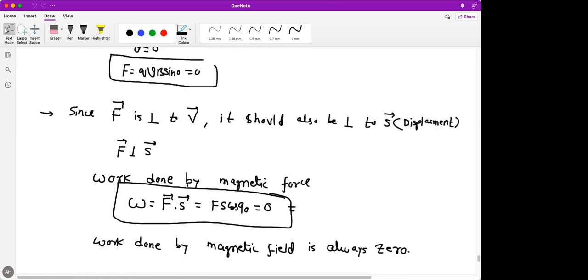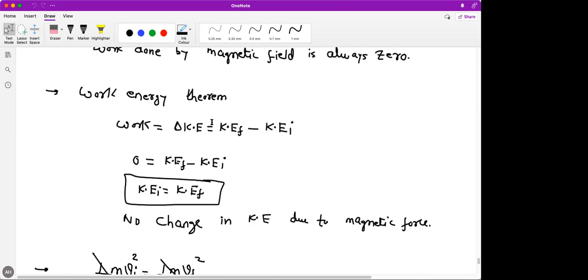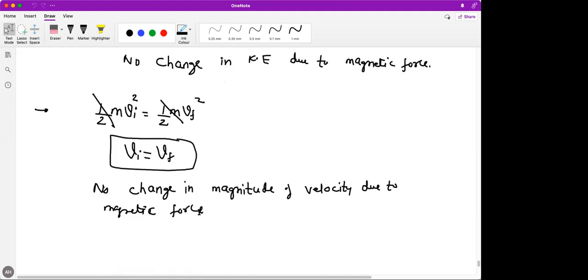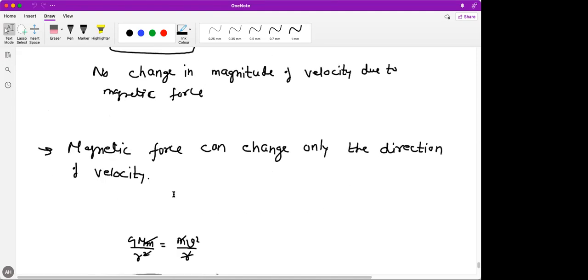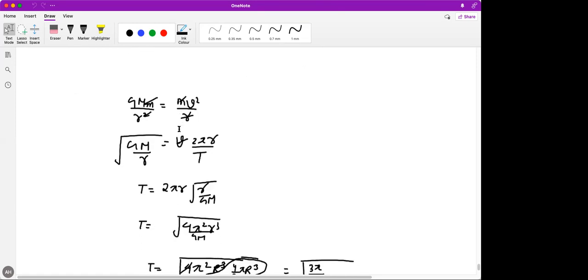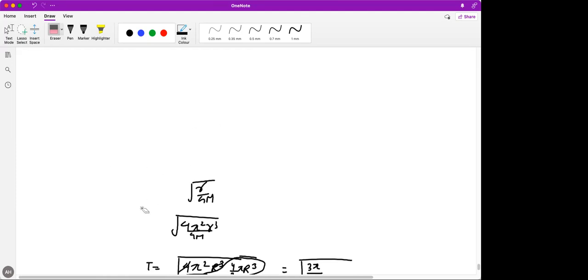Work done by the magnetic force is zero. If work done by the magnetic force is zero, then there is no change in kinetic energy due to this magnetic force. No change in magnitude of velocity due to this force. So what this magnetic force can do is, it can only change the direction of velocity. It can't change the magnitude of velocity. Work done by the force would be zero. No change in kinetic energy due to this magnetic Lorentz force.